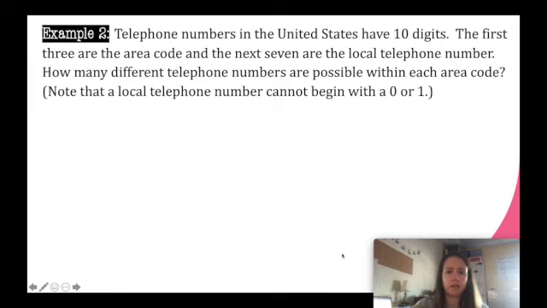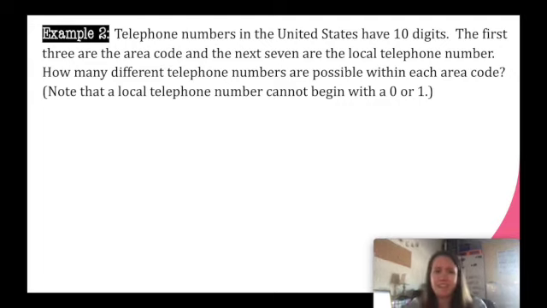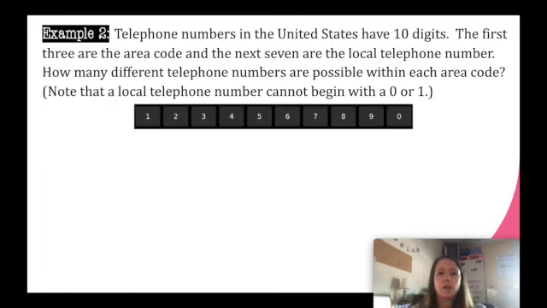Okay, next up we want to talk about telephone numbers that have 10 digits. So you have your area code. Around here it's 859, and then you have the next 3 numbers for the local telephone number, and then the last 4 can be anything, right? So it says how many different telephone numbers are possible within each area code. So let's take 859 for example. And so we're going to talk about how many different phone numbers can be created from that.